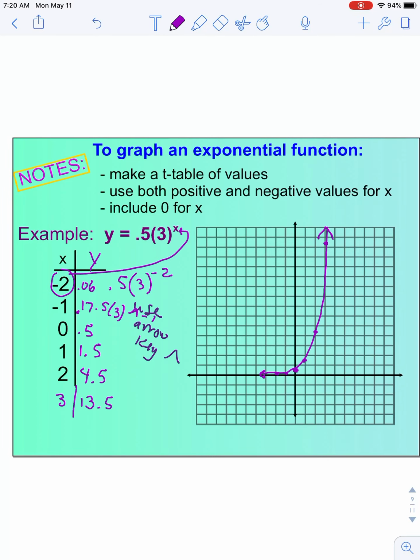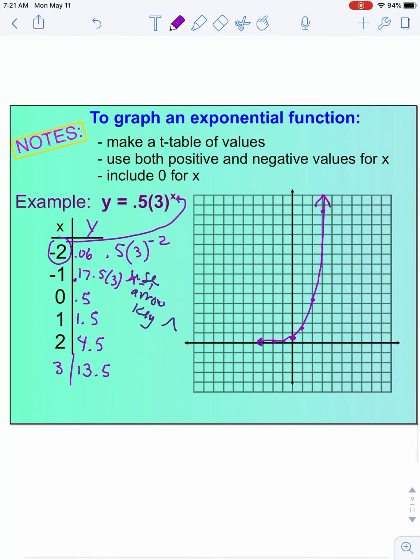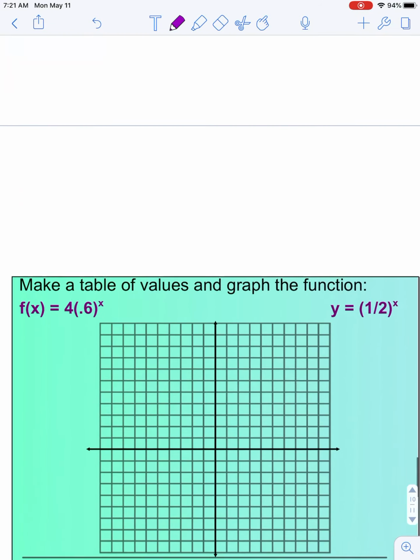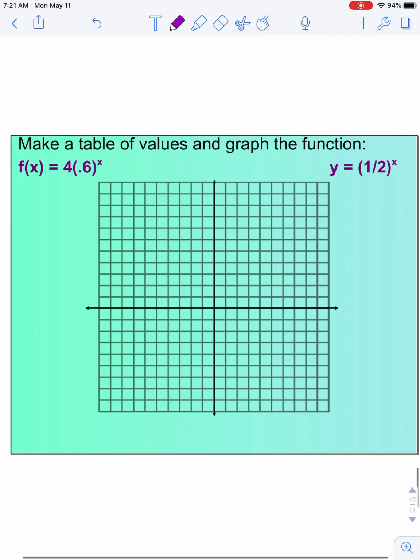All right, let's try just a couple more, and then I'll have you try some on the homework. And don't forget to check your answers on the key as you go along so you're not making mistakes. So make a table and graph these two exponentials. All right, so let's start with this one.